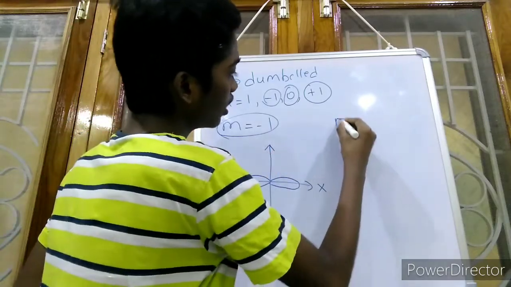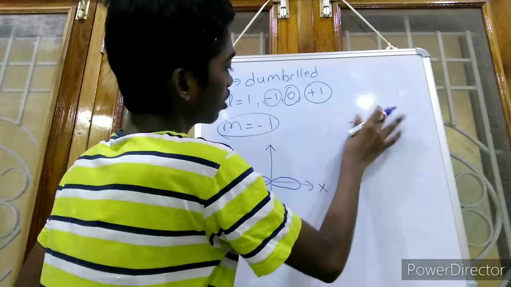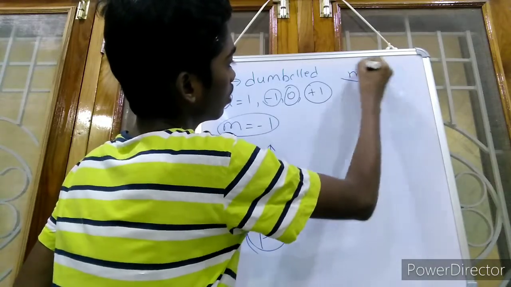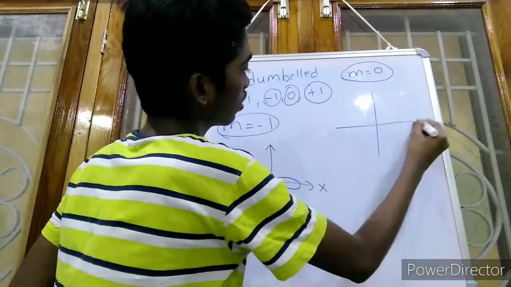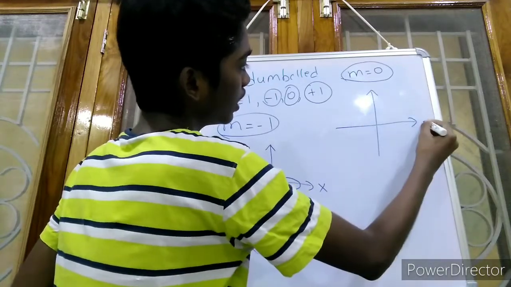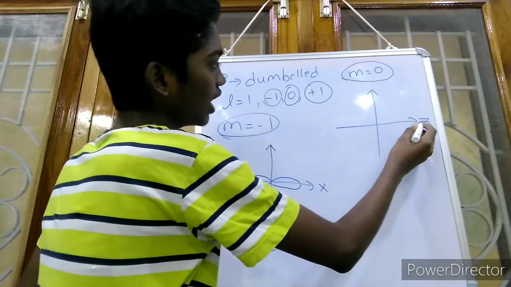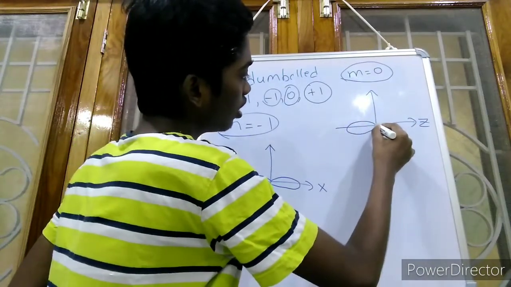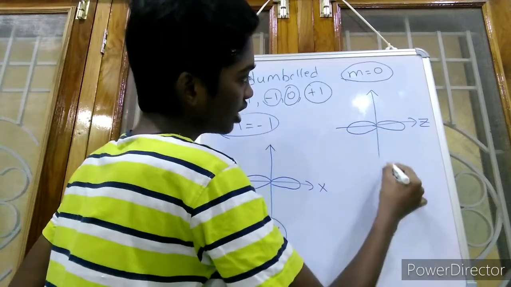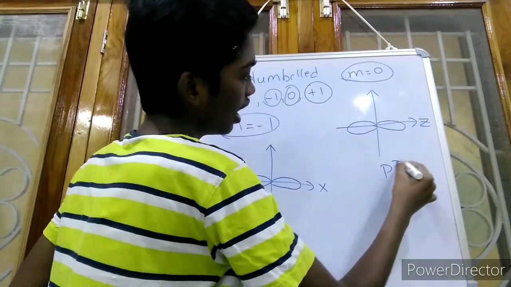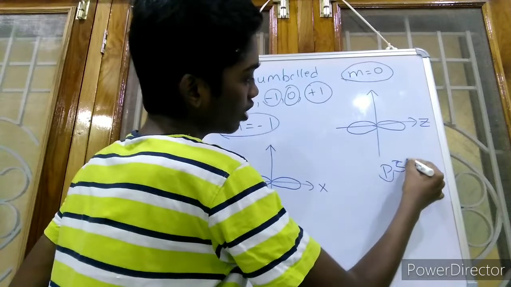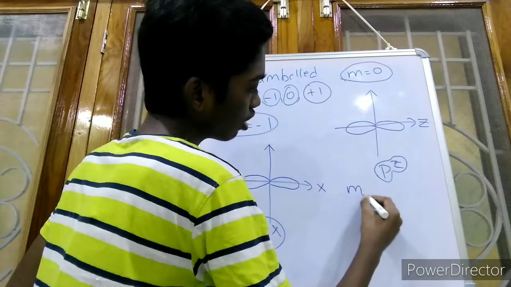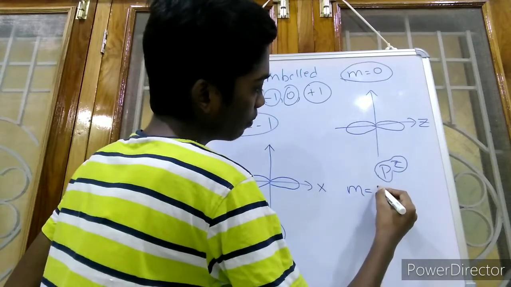Similar to this, now we will take M value 0. We can take the z-axis and draw the dumbbell shape, and the structure can be represented by Pz. As this orbital is P and we have taken the z-axis, we can represent the structure with Pz. Now we have to draw for M value +1.